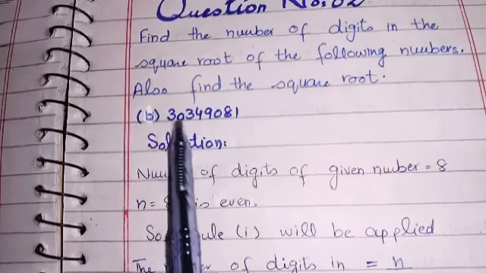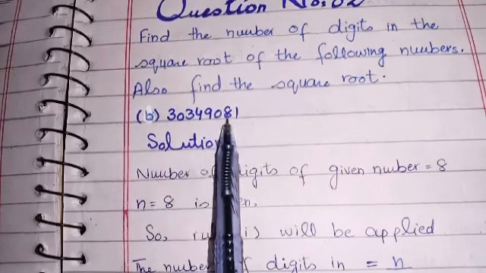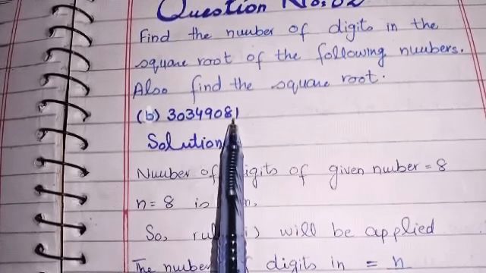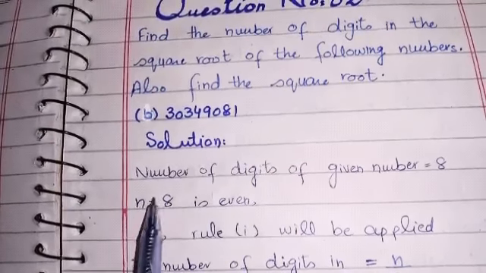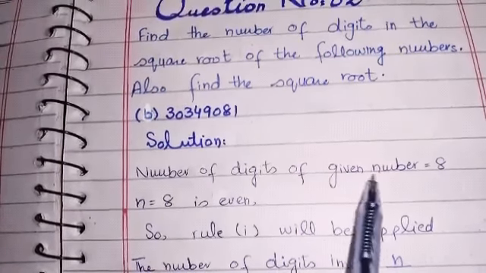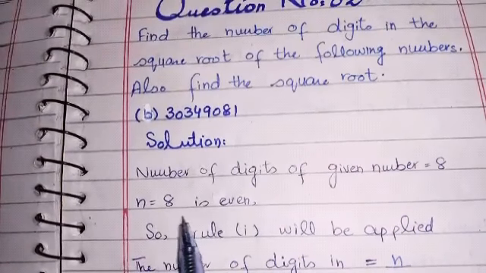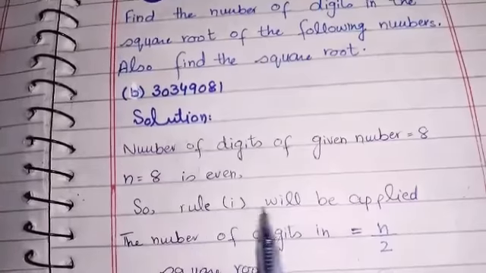Now let's count: 1 2 3 4 5 6 7 8. As you can see, there are 8 digits in the given number, so this is even. We will use our rule number 1. Let's start the solution. The number of digits of the given number is equal to 8. It means n is equal to 8, and 8 is even, so rule number 1 will be applied.